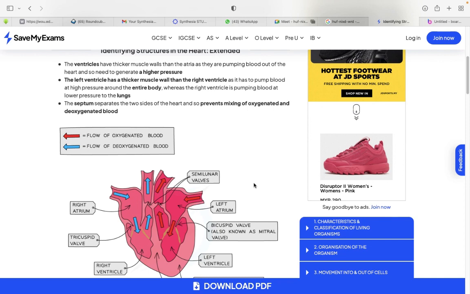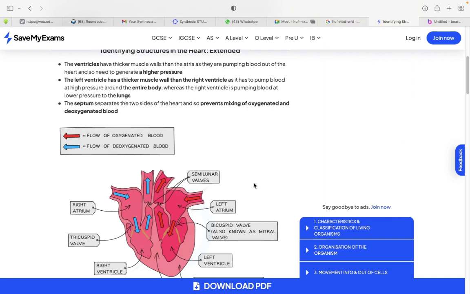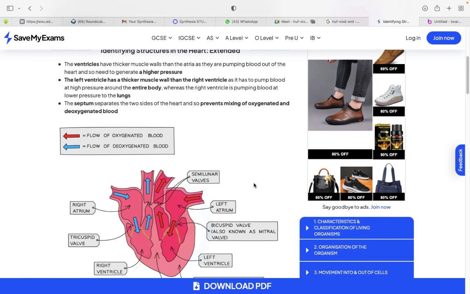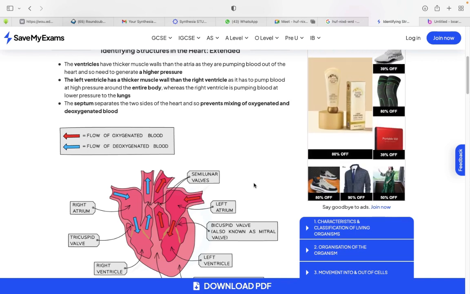Now let's start with the left ventricle. The left ventricle has a thicker muscle wall than the right ventricle. Why? Because the left ventricle is where the blood is pumped away to the rest of our body. The right ventricle only pumps blood to the lungs, to give the deoxygenated blood to the lungs and bring back oxygenated blood to the heart again.